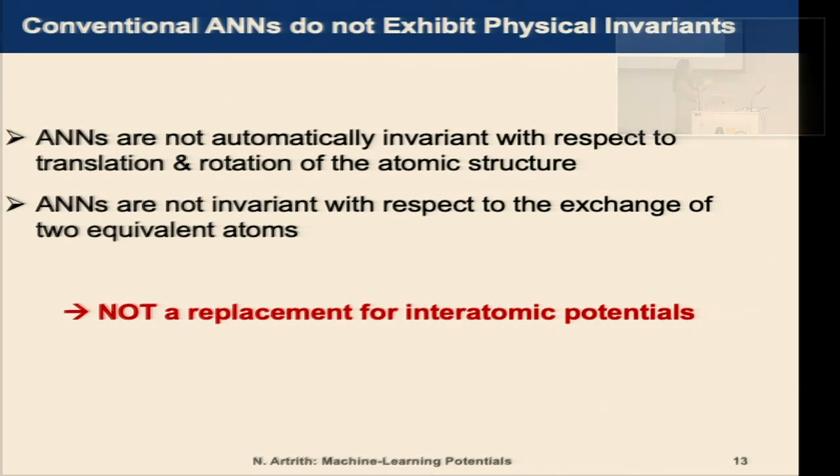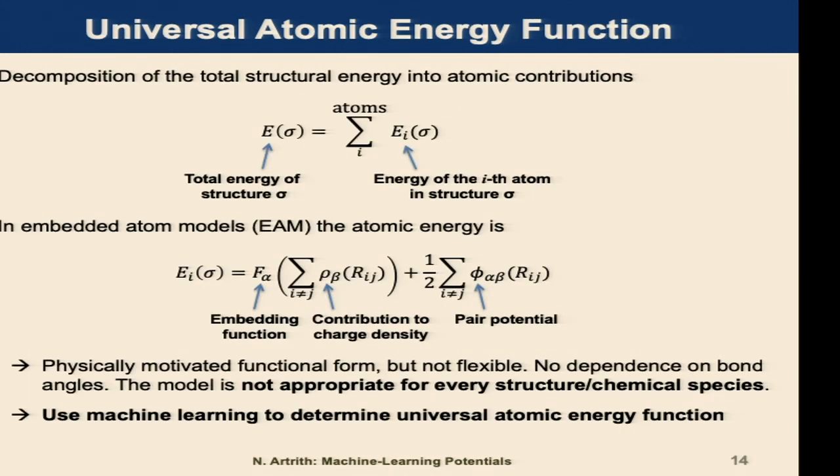Here, neural networks are still not automatically invariant with respect to translation and rotation of the atomic structures. They also do not handle exchange, because we just need a number, right? For example, for water we have H2O, and if we exchange H1 and H2, the network does not yet understand that. That's why we would like to construct, or develop, a universal atomic energy function.